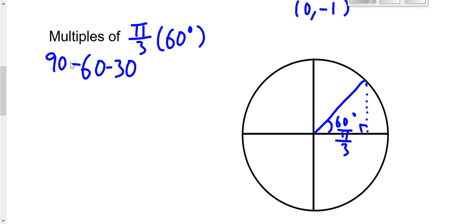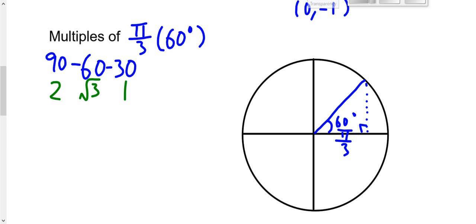The side opposite the 90 degree angle has a length of 2, and the side opposite the 60 degree angle has a length of root 3, and the one for 30 degrees is 1. You probably still remember there's 2, root 3, 1. So let's fill in the information here.